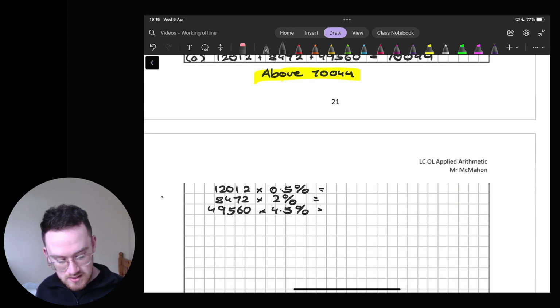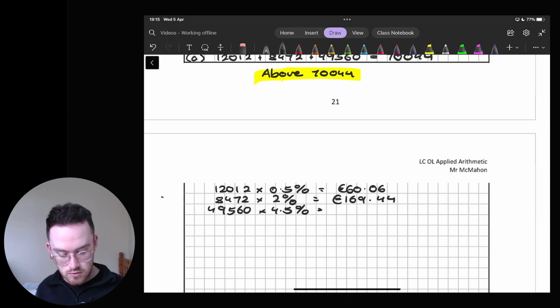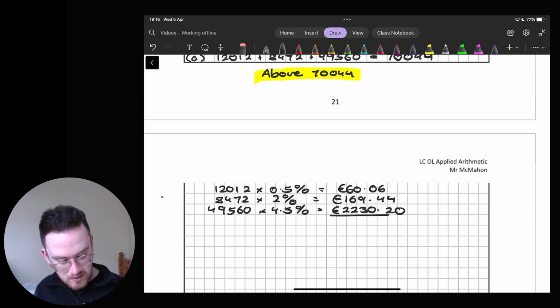And again, a lot of the time you will see, so this first one comes up quite a lot, the €60.06, because most people will have hit over that amount. The next part, I suppose, is different than what we had in our last question. So we're expecting a different answer here. So 169.44, and then the 49,560 by 4.5% gives me €2,230.20. We can add those together to see what the total amount of tax this person would pay is, because they're paying the maximum for each bracket.